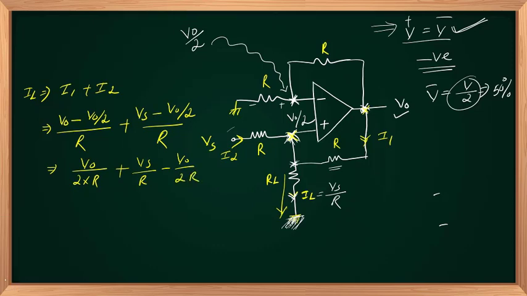From this expression, it is clear that this term and this term will cancel each other. So my IL will be equal to Vs upon R. So my IL is independent of RL. If we are inserting any value here, the current IL will always be Vs upon R. The resistance is this R. Right?